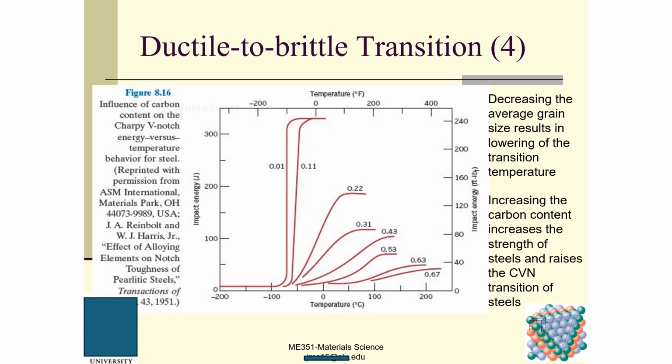and increasing the carbon content increases the strength of the steel and raises the CVN transition of steels. So this is very important. Okay, so here you can see increasing the carbon content increases the strength of the steel and raises the CVN transition of the steel.